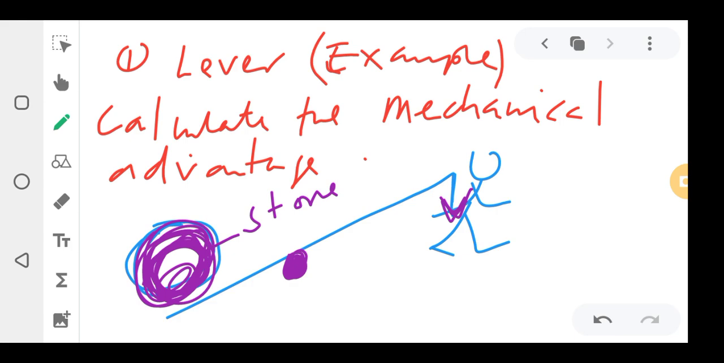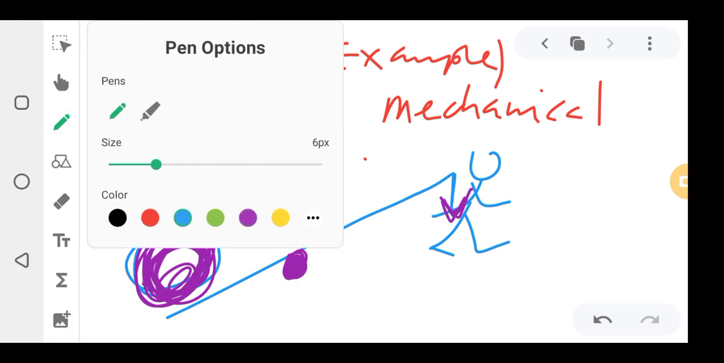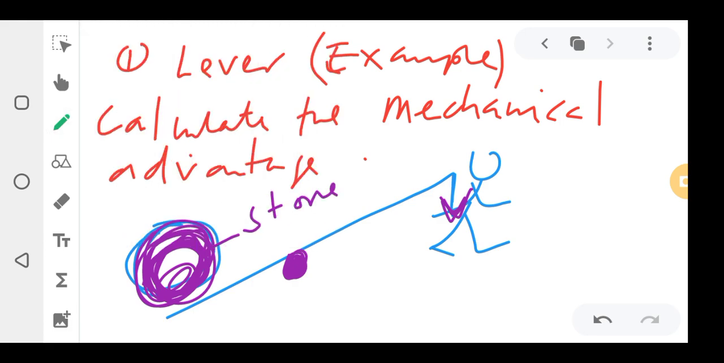We've been asked to work with this stone. The weight of this stone, remember, is called the load. I think I've already explained this. And here you're applying effort; a person always applies effort. This side is where there's the effort, and this side there's a load. They're not going to tell you that this is load and this is effort. You should know on your own that where the person is pressing down, that's where the effort is applied.